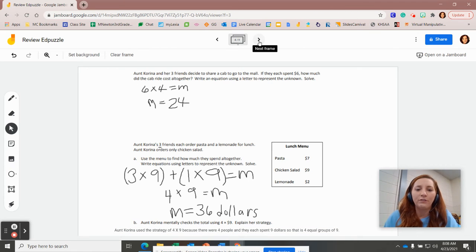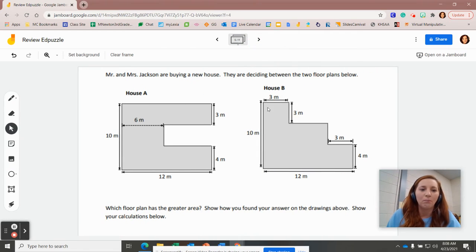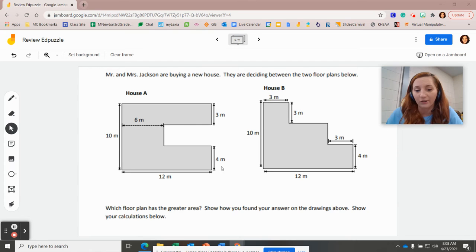All right, now we're moving on to Module 4, which was area. We learned about area in February. It says Mr. and Mrs. Jackson are buying a new house. They are deciding between the 2 floor plans below. Which floor has the greater area, so which house is bigger? Show how you found your answer on the drawings above and show your calculations below.